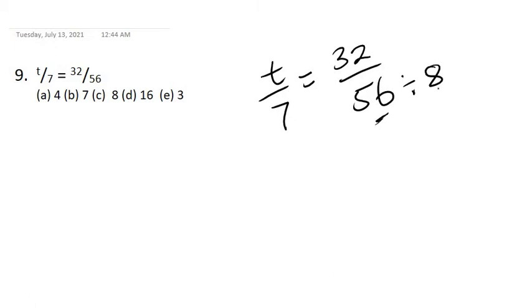Since 56 divided by 8 will give us 7, I'll come to the numerator. I'll also divide the numerator by 8 to get T. 32 divided by 8 will give me 4. So T equals 4, which is A.